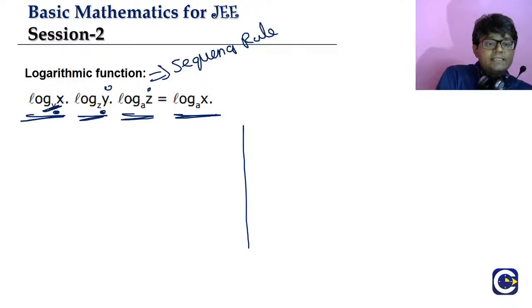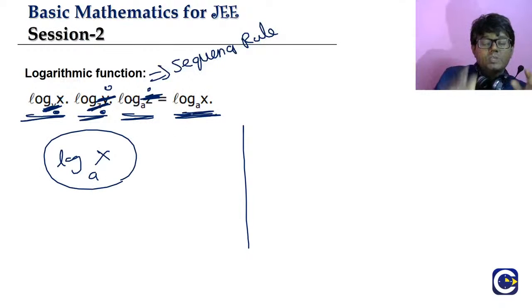Y is coming once in the base, once in the argument. Z is coming once in the base, once in the argument. Remaining is what? X is only coming in the argument. A is only coming in the base. So the final value is what? Just log x to the base a.